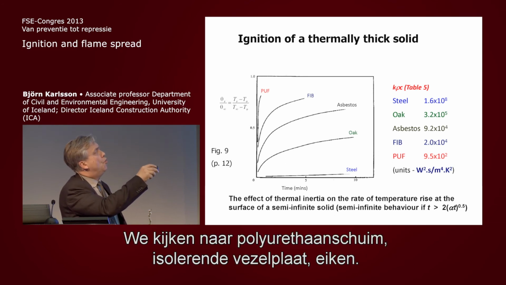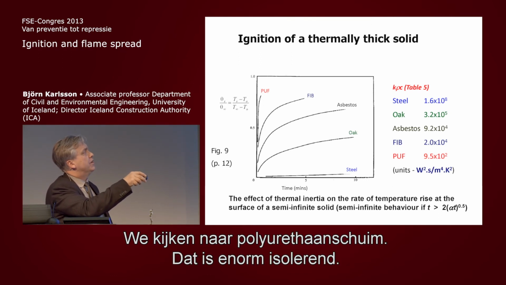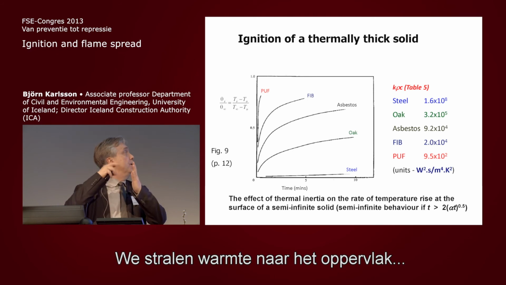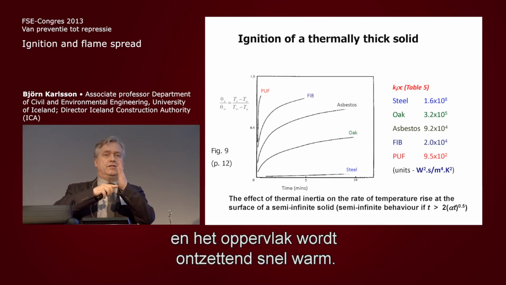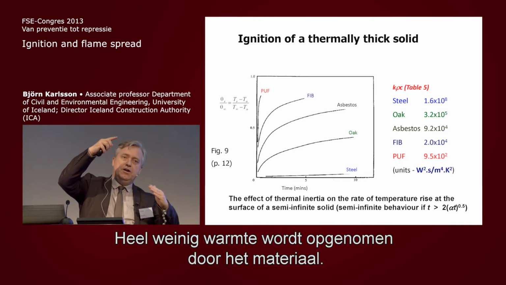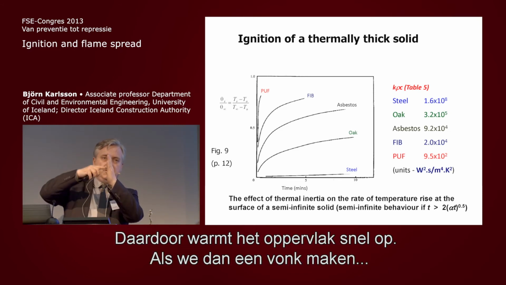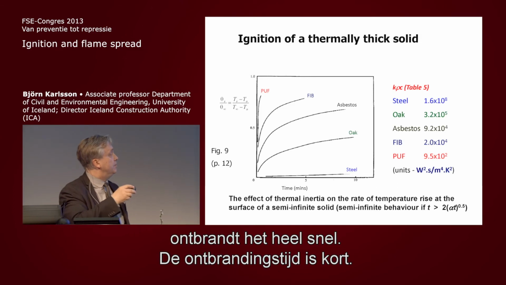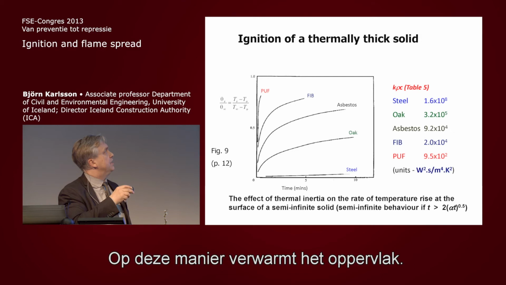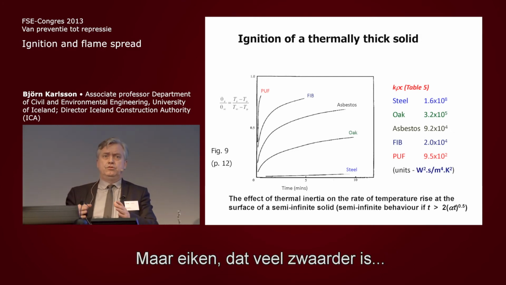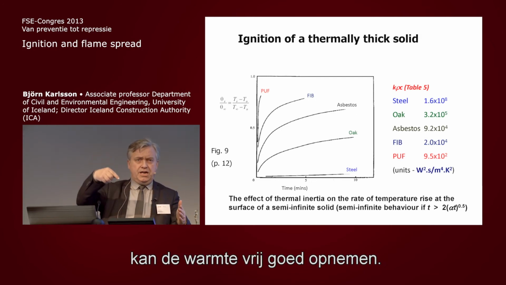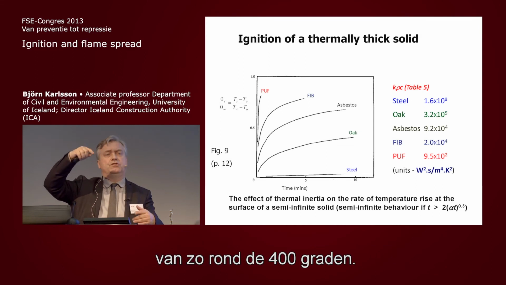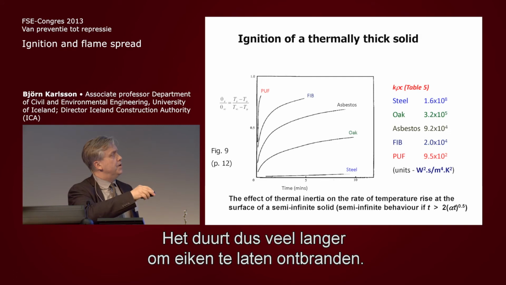So if we have polyurethane foam, fiber insulating board, oak, let's have a look at the polyurethane foam. It's very insulating. So we radiate to the surface, and the surface heats up very quickly. Very little heat actually goes into the material. So the surface heats very quickly, and then we come with a spark, and it'll ignite very quickly. Short time to ignition here. So this is the way that the surface heats up. But oak, which is much heavier, will lead the heat in quite well, and it takes a longer time to reach the surface ignition temperature of maybe 400 degrees. So it takes a much longer time to ignite oak.